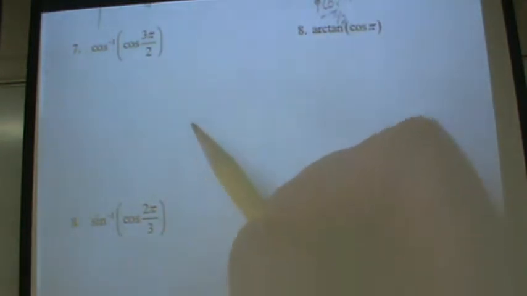Is everybody okay with 5 and 6? Okay, now we're going to get into the composites. Remember, for the composites, you do what's on the inside first, and you put that into the outside.